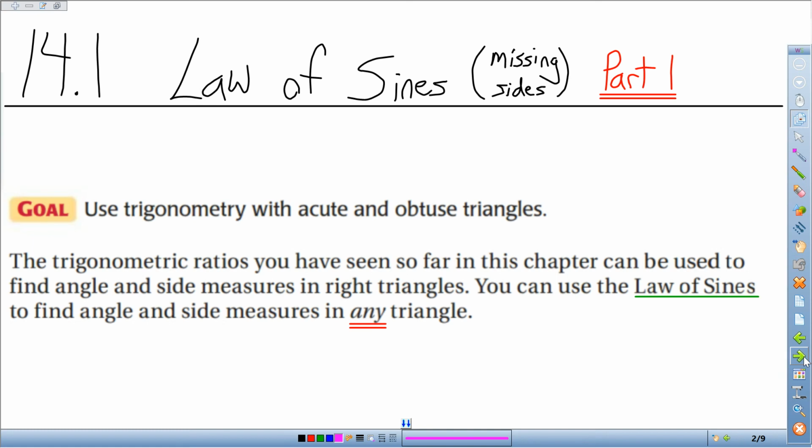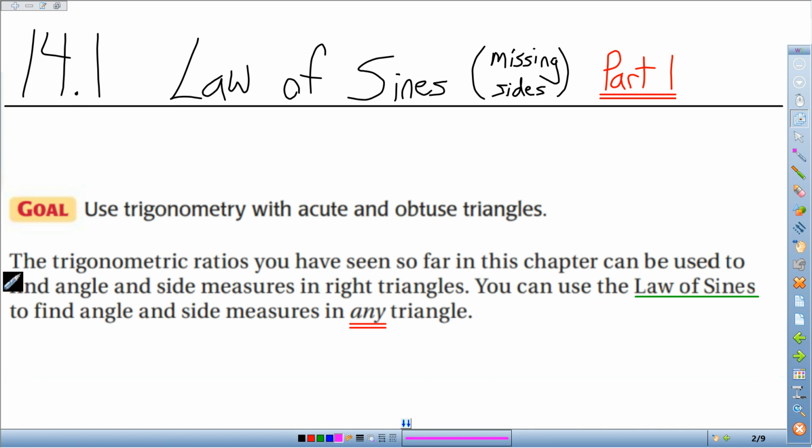Hey, everybody. So we are getting into 14.1 today, looking at what's called the law of sines. And specifically, we'll be looking for missing side lengths today. All right. So I guess here's the idea on this lesson.